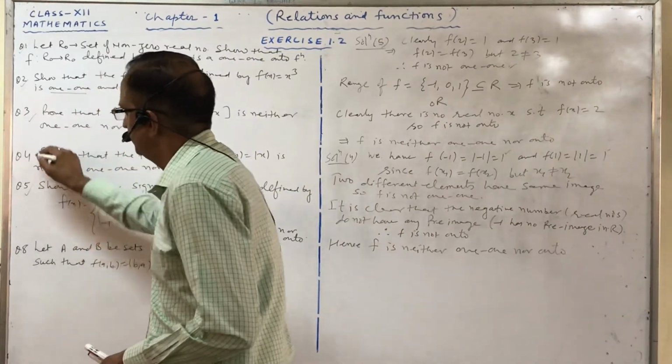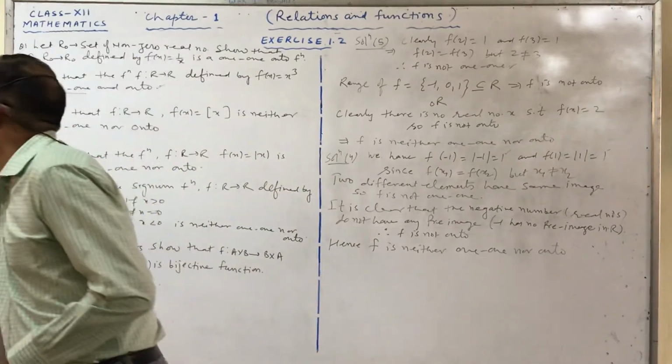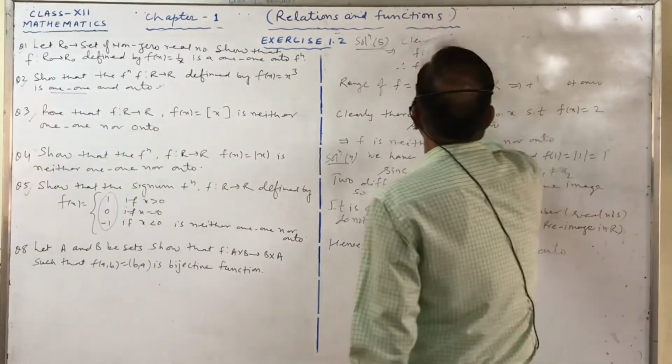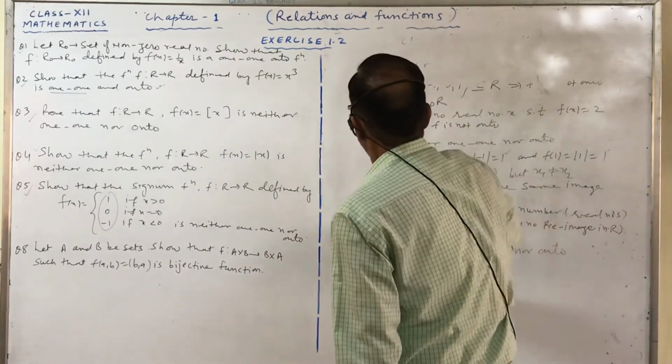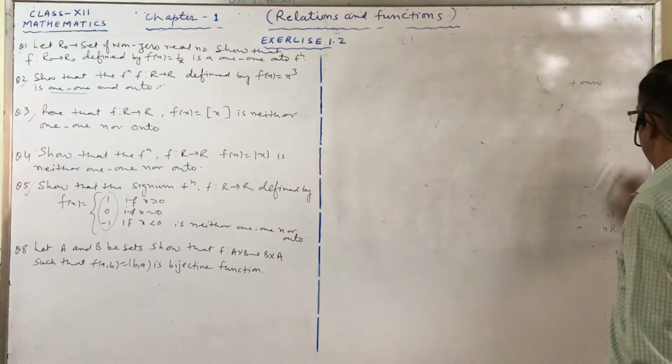Now come to the last question, that is question number 8 of this lecture. In this, pairs are given. So this is somehow different from the other questions, but it is also very easy.